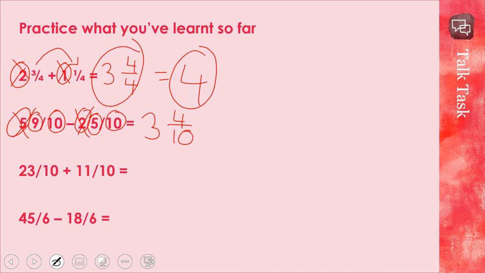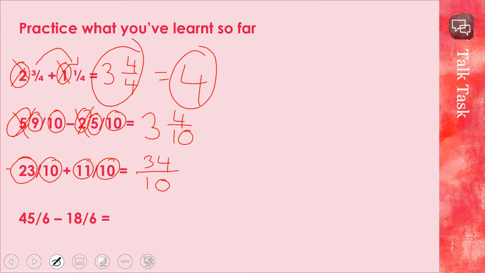Moving on then to improper fractions, I can identify that these improper fractions have the same denominator. So the denominator can stay the same in the answer. Now I need to add the numerators together. 23 add 11 is 34.